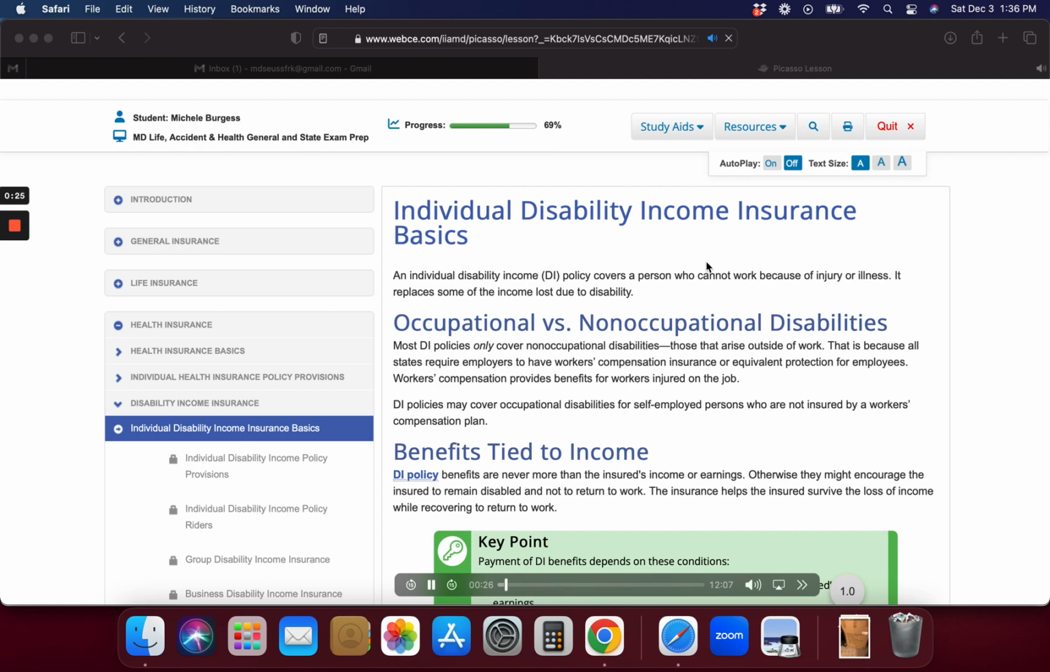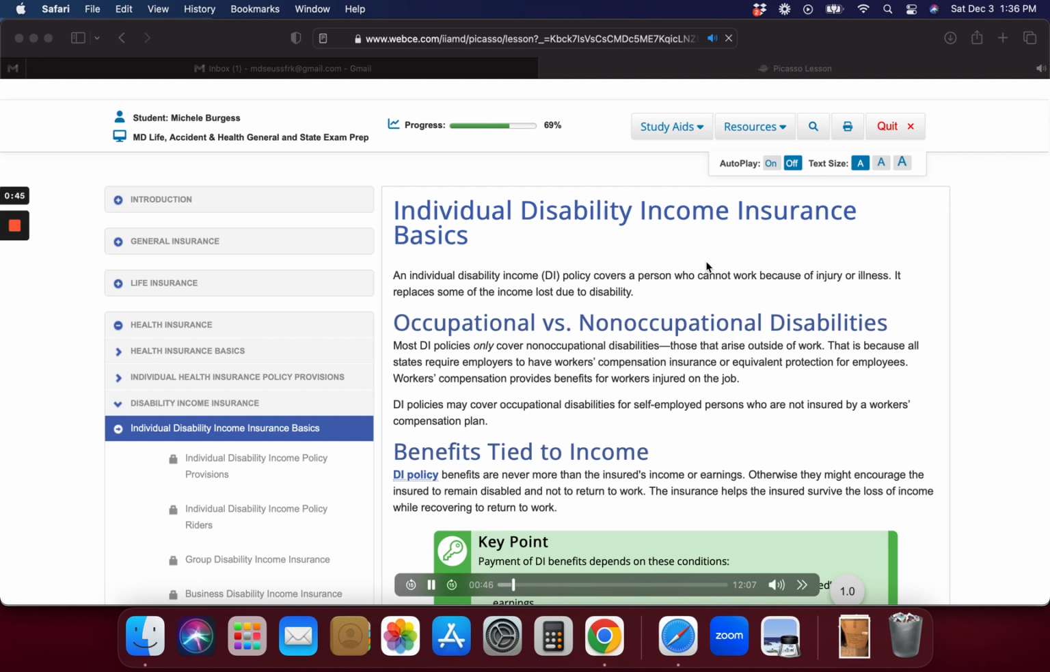That is because all states require employers to have workers' compensation insurance or equivalent protection for employees. Workers' compensation provides benefits for workers injured on the job. DI policies may cover occupational disabilities for self-employed persons who are not insured by a workers' compensation plan.